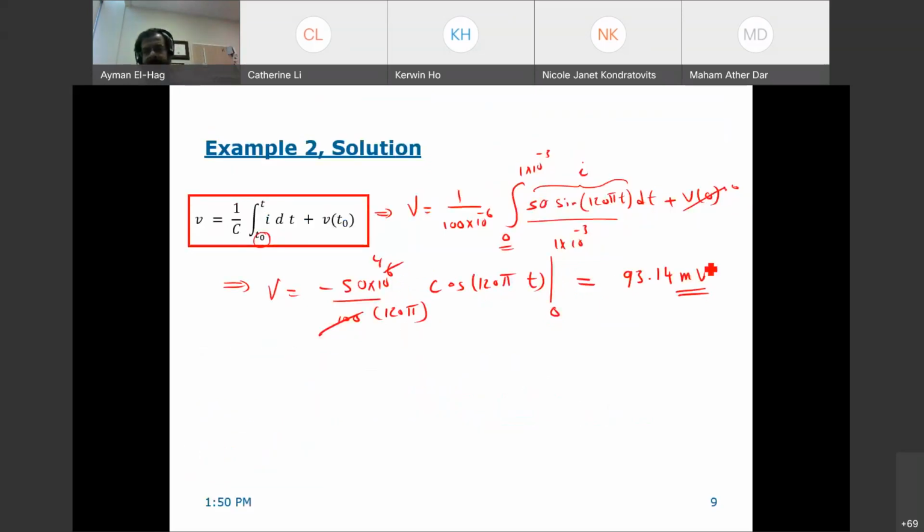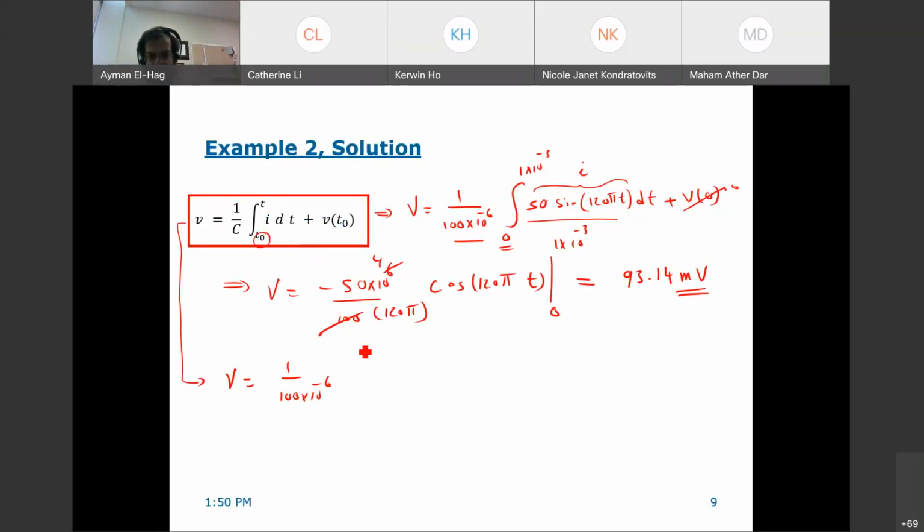So this is the voltage after only 1 millisecond. Now again, I will use exactly the same formula, and I will have the voltage is equal to 1 over C. It doesn't change, so 1 over 100 times 10 to minus 6. Now I want to do the integration until t equal to 5 milliseconds. Now I have two approaches.